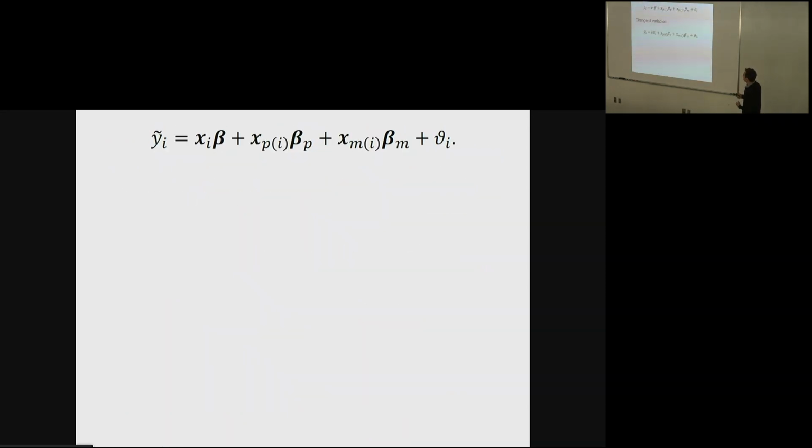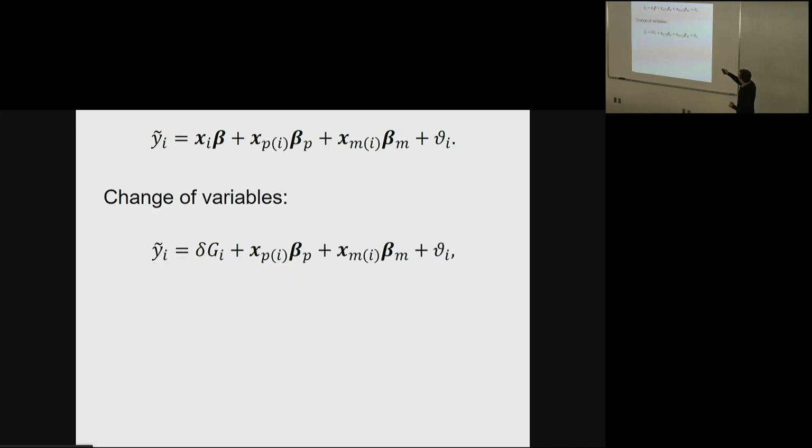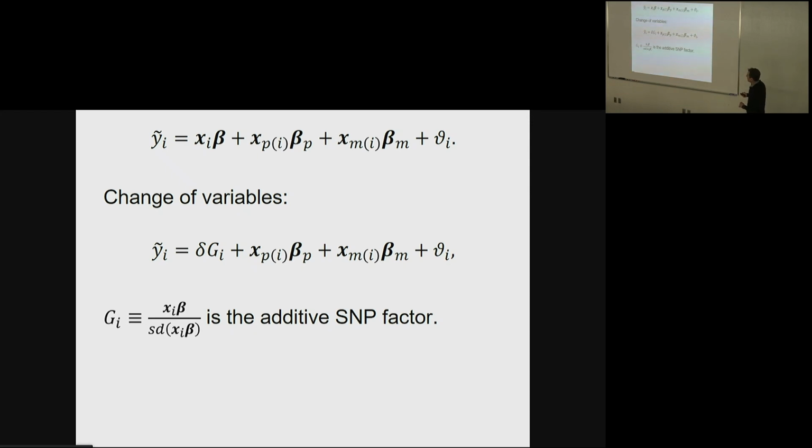Okay, so now to say what the direct effects are, I'm just going to take this equation where we've controlled for the parental genotypes, and do a change of variables where I substitute in this additive SNP factor G for the X beta, and then delta is this standard deviation that we need to make this come out to X beta. So this delta is what we mean by the direct effect of the PGI, or the direct effect of the additive SNP factor, which is the thing that we're going to be estimating with the PGI.